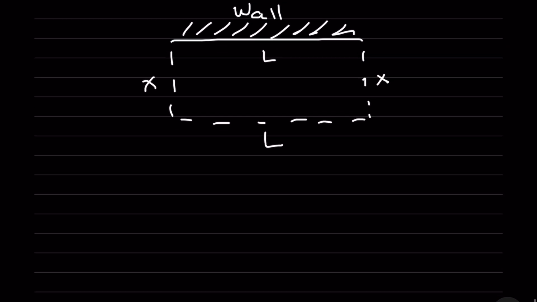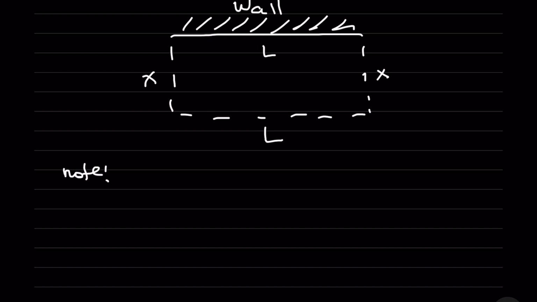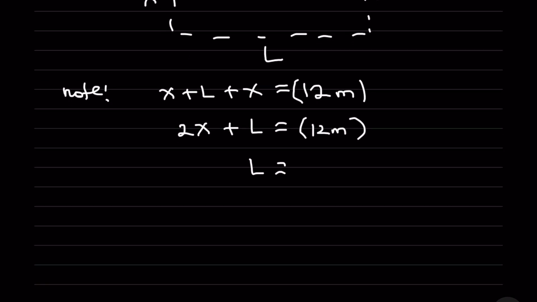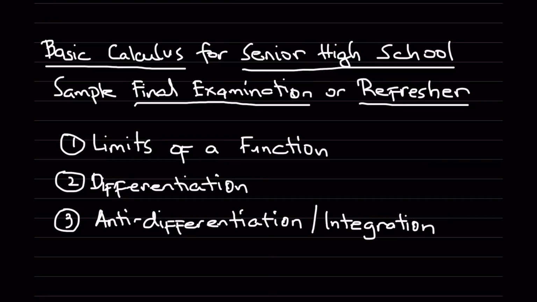You have a wall, so the length of the wall is fixed. We let the length of the wall be equal to L, so the opposite side would also be equal to L, and the width would be x. So we take note that the sum of x plus L and another x would be 12 based on the problem. So we can simplify this as 2x plus L equal to 12 meters, or L is equal to 12 meters minus 2x.